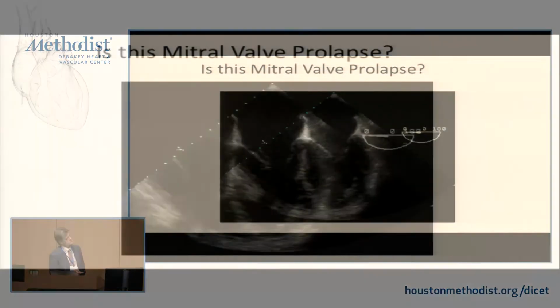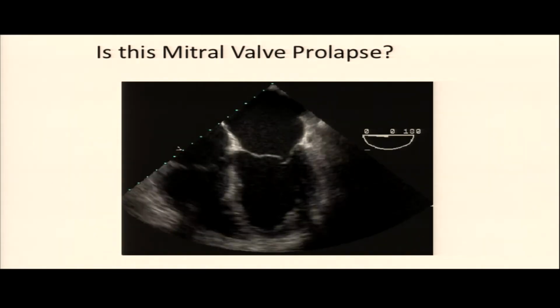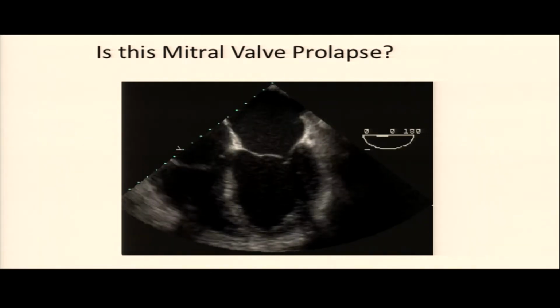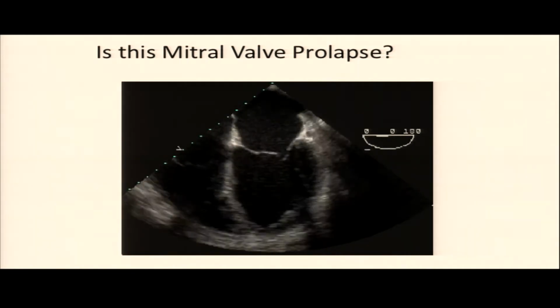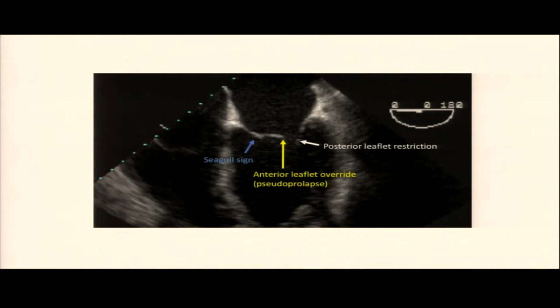The posterior leaflet looks like a diving board pointed at the ventricle. It's not moving. The anterior leaflet's right where it's supposed to be. And if the posterior leaflet wasn't stuck open, there wouldn't be leaking at all. So let me just show you what I'm talking about. If you freeze it and look for a minute, here's the posterior leaflet pointed straight down. There's this seagull sign from a strut cord tugging on the anterior leaflet. But the anterior leaflet is right where it's supposed to be. It's in the ventricle. It's not up here in the atrium.